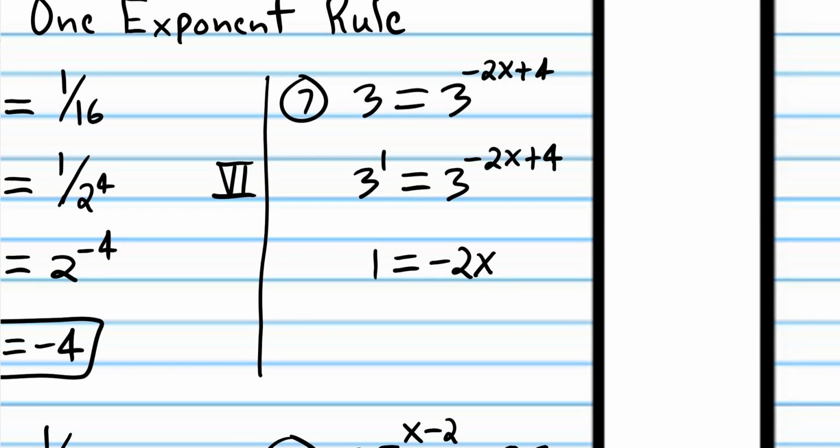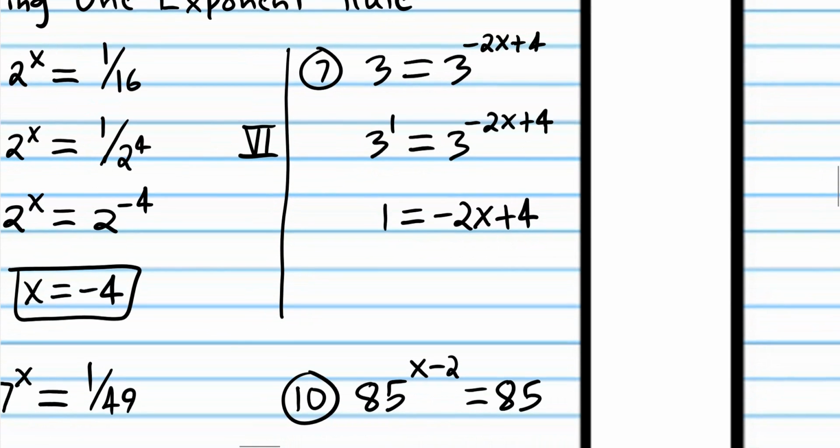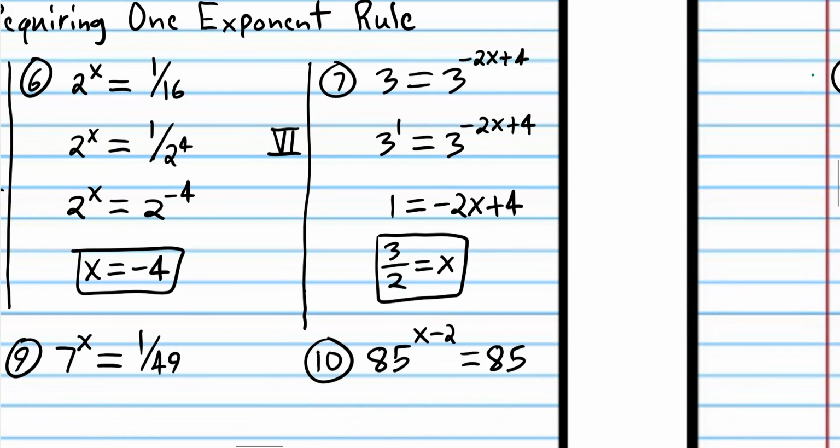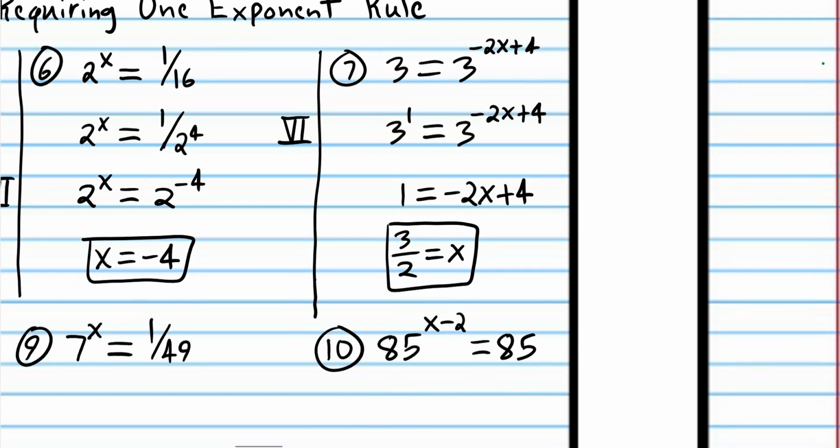That's the whole point here, is we want to write exponential expressions where the bases are the same. And we can solve that pretty quickly. That's just a 2-step equation. Subtract 4 from both sides, divide both sides by 2, and we get 3/2.